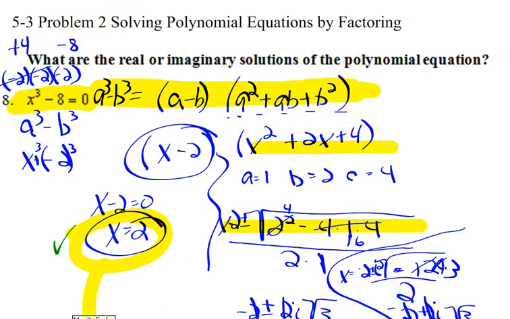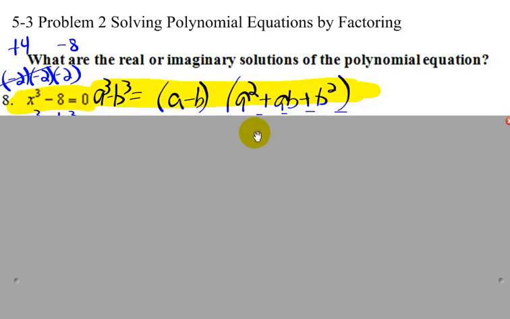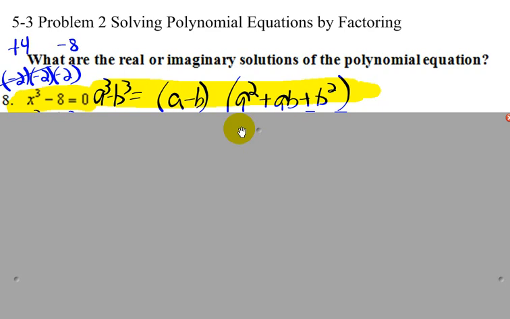Number 8 says, what are the real or imaginary solutions of the polynomial equations? So here we've got x cubed minus 8 equals 0. Now we've got the difference of cubes, because x cubed is just x times x times x. It's definitely a cube. And when you see the number 8, you should already be thinking that's 2 cubed. That's 2 times 2 times 2. We've done that enough where that should just be instantly clicking.